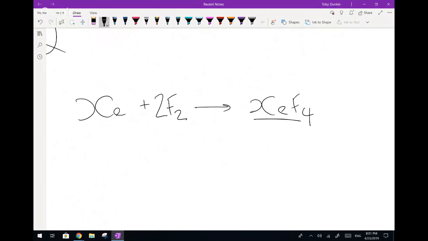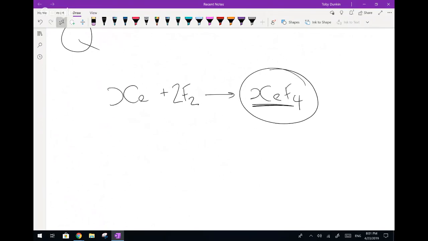But I just want to mention the question that followed. Number one, they asked you to balance the equation. They gave you that formula and said, write an equation for the reaction of xenon with fluorine gas to produce xenon tetrafluoride. You put xenon in as a single atom, you put fluorine in as diatomic, and you put xenon tetrafluoride, and then you balance it as such.